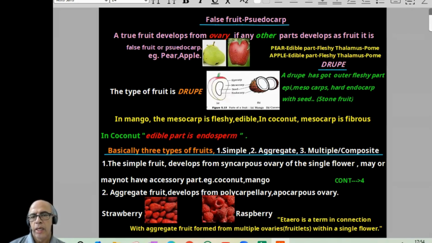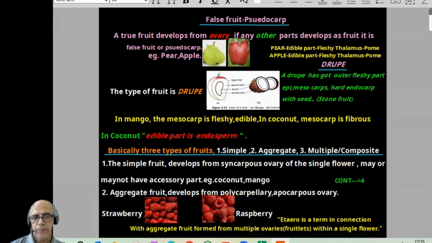Then drupe, coconut and mango, that is, stony endocarp. In mango, the mesocarp is fleshy and edible. In coconut, the mesocarp is fibrous, and the edible part is endosperm. Three types of fruit: simple, aggregate, multiple. How they differ with examples: simple, coconut, mango. Aggregate, that is strawberry and raspberry, where we discussed the term etaerio.